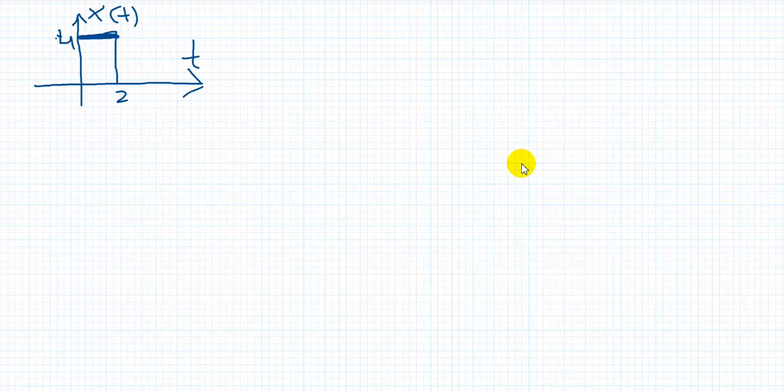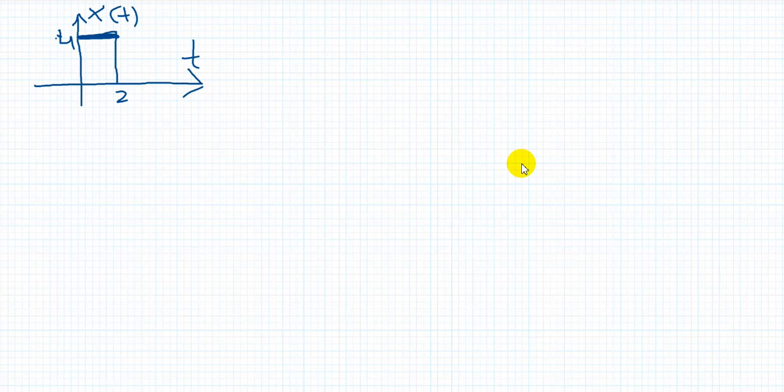It's quite straightforward. Since my signal is only between 0 and 2, my limit is going to be between 0 and 2 here. Let's suppose the energy in this case will be equal to the integral from minus infinity to positive infinity of |x(t)|² dt. You already know the formula.